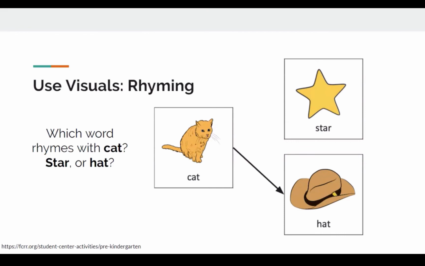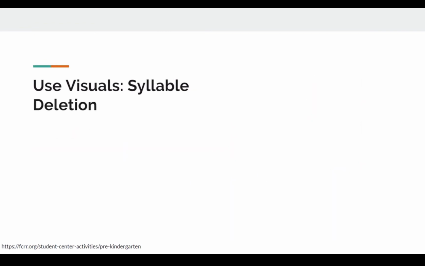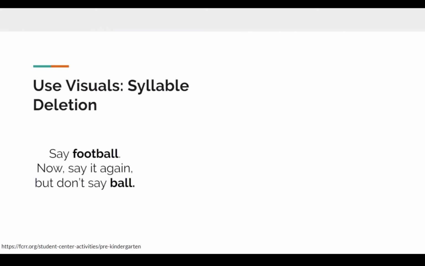Now these flashcards have words on them. They don't need to have words on them. You can just show them images. However, it does not hurt to have words on them as well. Another way you can use visuals is with syllable deletion. For example, tell your student, say football. Now say it again, but don't say ball. And then show them these pictures.